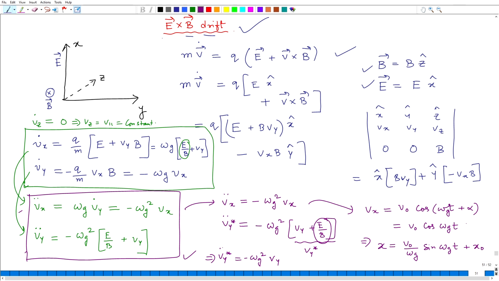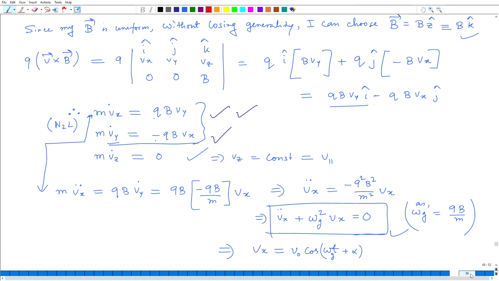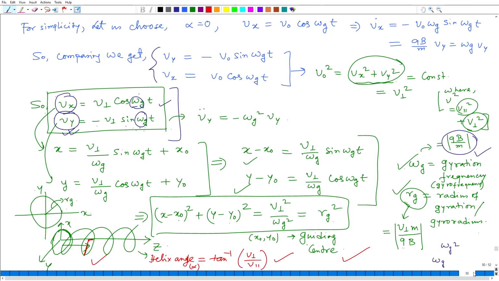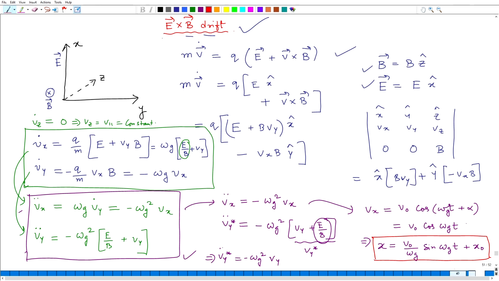Okay. The same thing, you see that this is very similar to what we got last time. So, x minus x0 equals V0 by omega g sin omega g t, if you remember. Then we just called this V perpendicular. Here we are not calling it V perpendicular, we are calling it V0, that is okay.